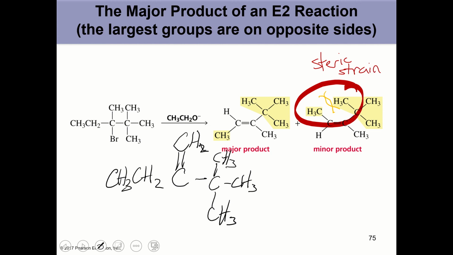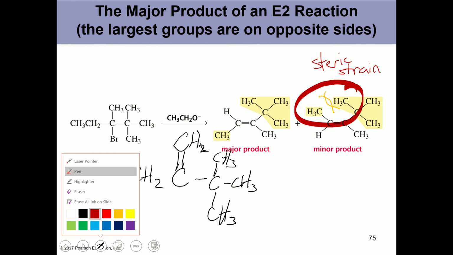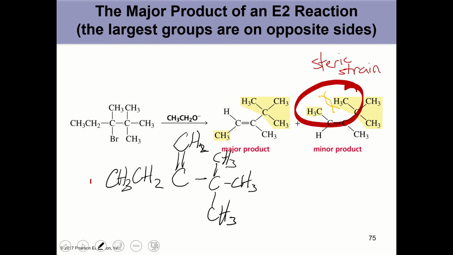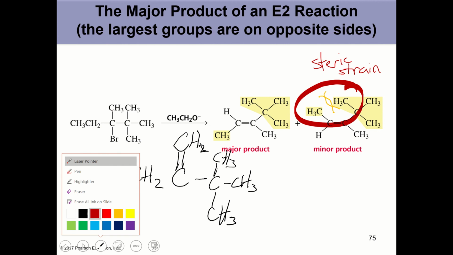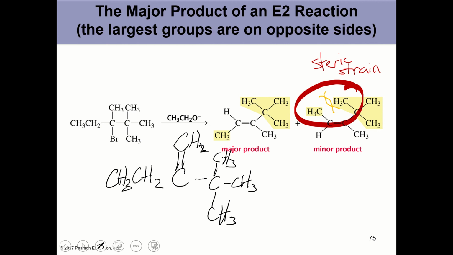Then the other thing that I have drawn here: someone asked in a previous class, why doesn't it form a double bond to the methyl group? And that is because we used a small base. The base in this reaction is relatively small, ethoxide, and they asked why not form a double bond to this beta carbon. In order to form a double bond to that beta carbon, we would need what we call a bulky base, such as t-butoxide.